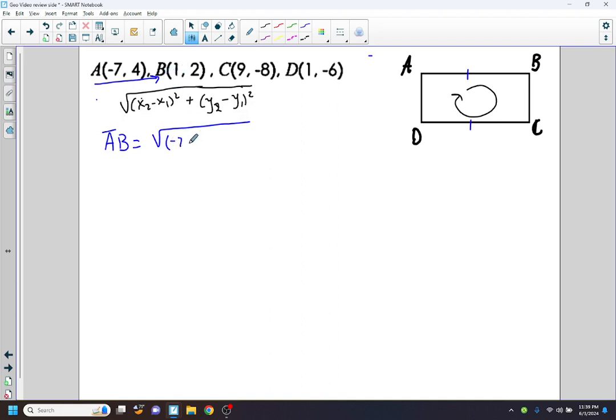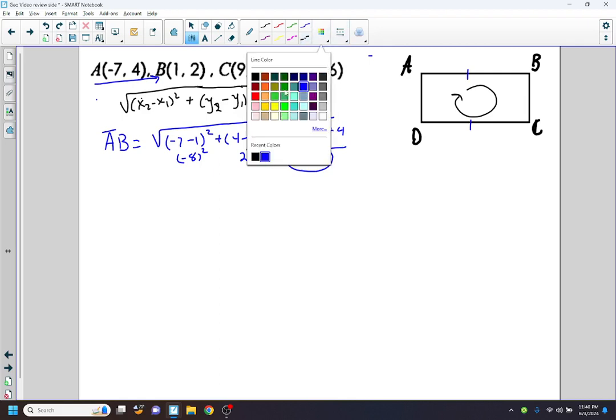Negative 7 minus 1, because those are my x's, squared, plus my y's, 4 minus 2 squared. If we simplify that, negative 7 minus 1 is negative 8, so negative 8 squared is 64. And then 4 minus 2 is 2, squared, so 2 squared is 4. So I end up with square root of 68 inside. Okay.